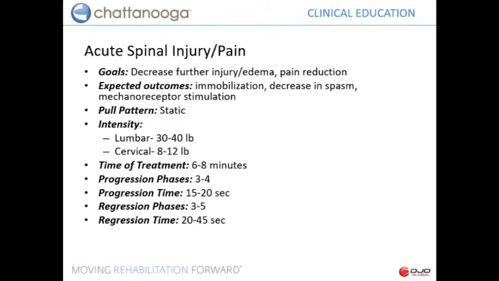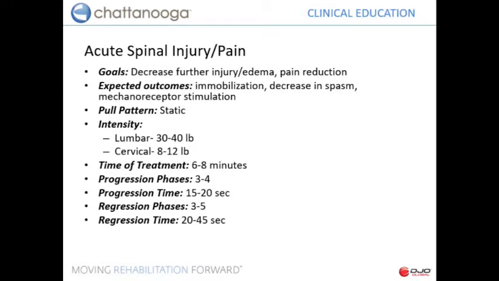So I think there are two opportunities during the acute phase. Think about the goals of your approach when someone has an acute injury: we want to decrease further injury, decrease further edema, and we want pain reduction. So my expected outcomes are immobilization, decrease in spasm, and mechanoreceptor stimulation from this type of approach using mechanical distraction. So static works really well.